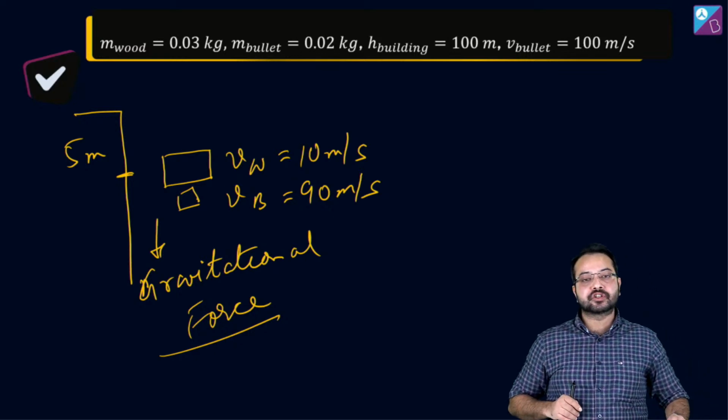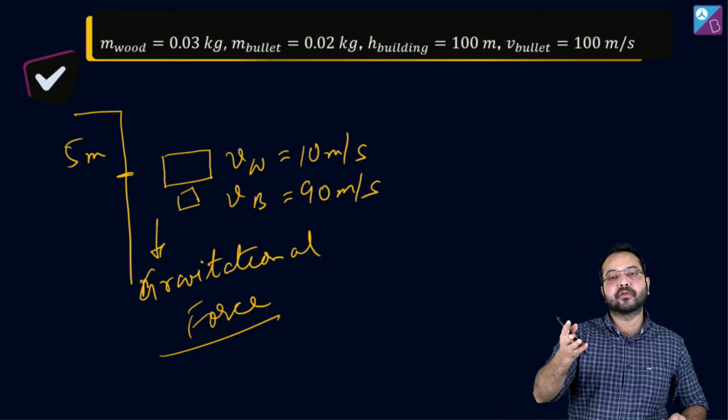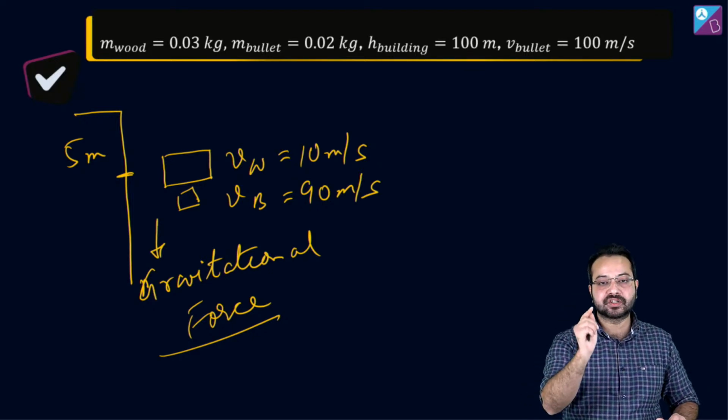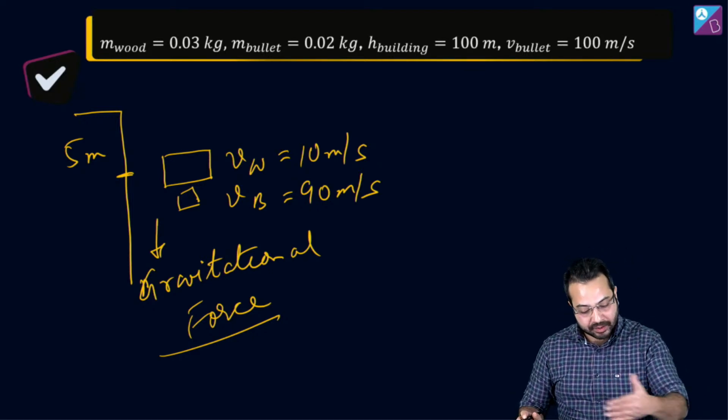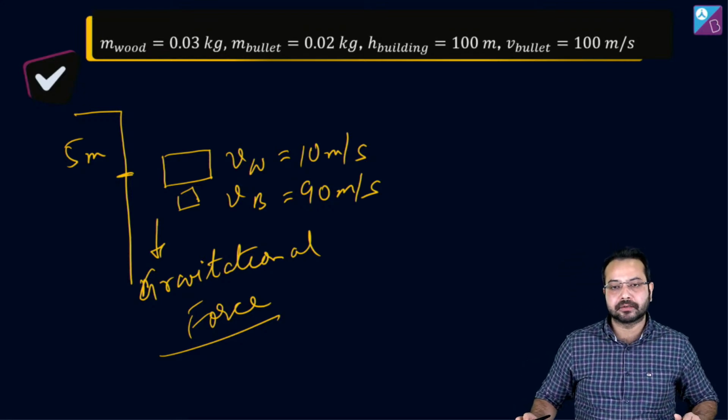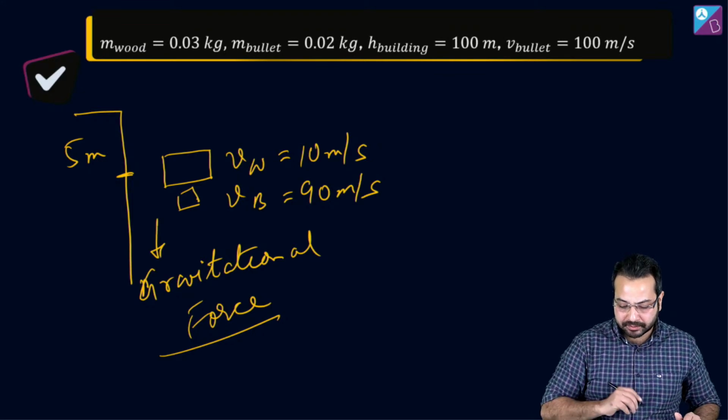We take conservation of linear momentum almost for granted. We cannot do that. We have to be careful whether the external forces are impulsive or non-impulsive. Now in this case, gravitational force is a non-impulsive force, so we can conserve linear momentum. So let's conserve linear momentum.